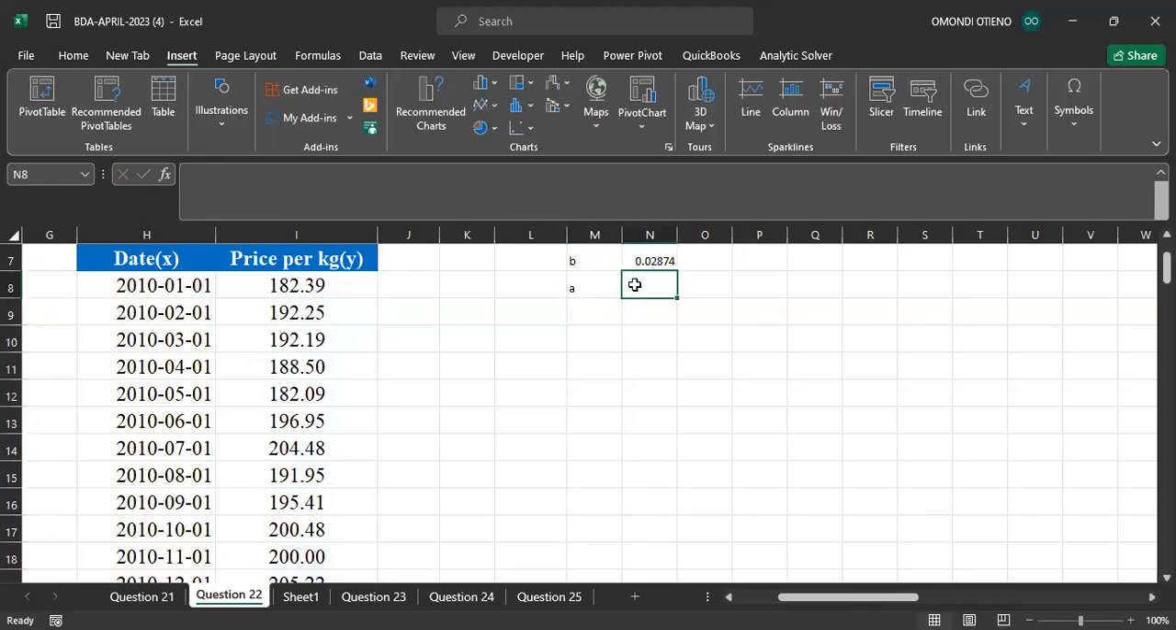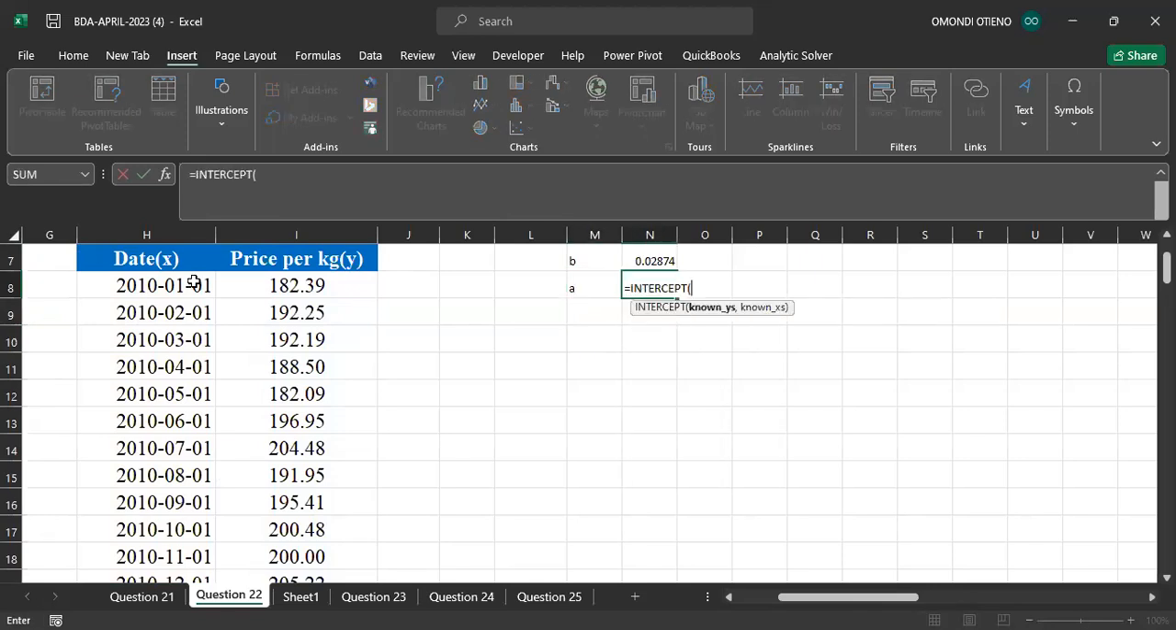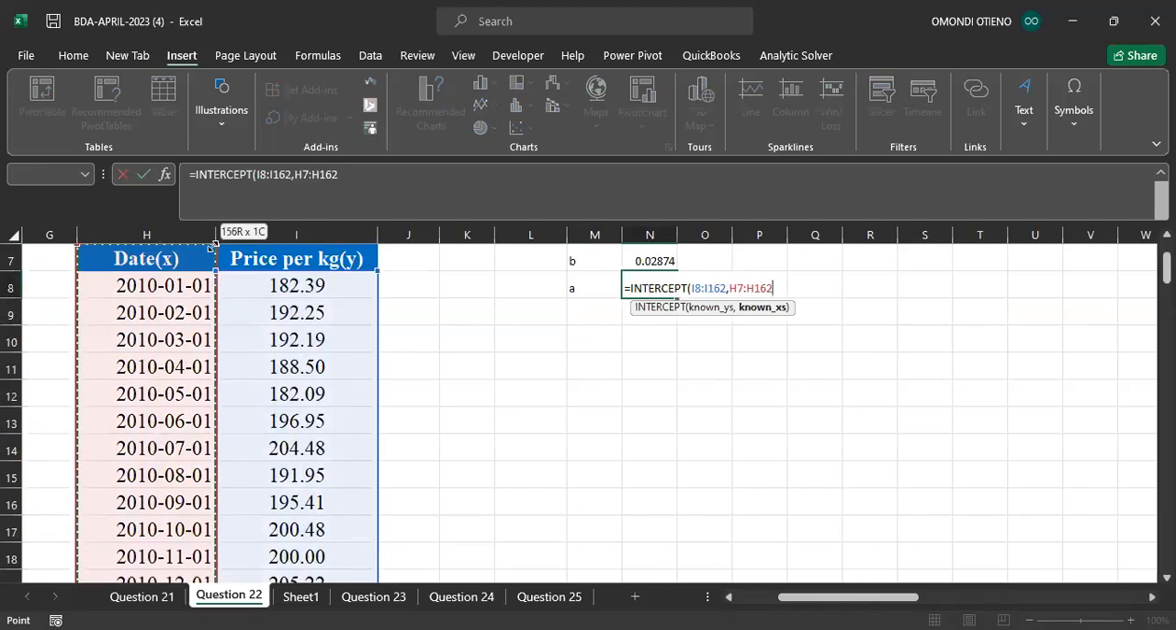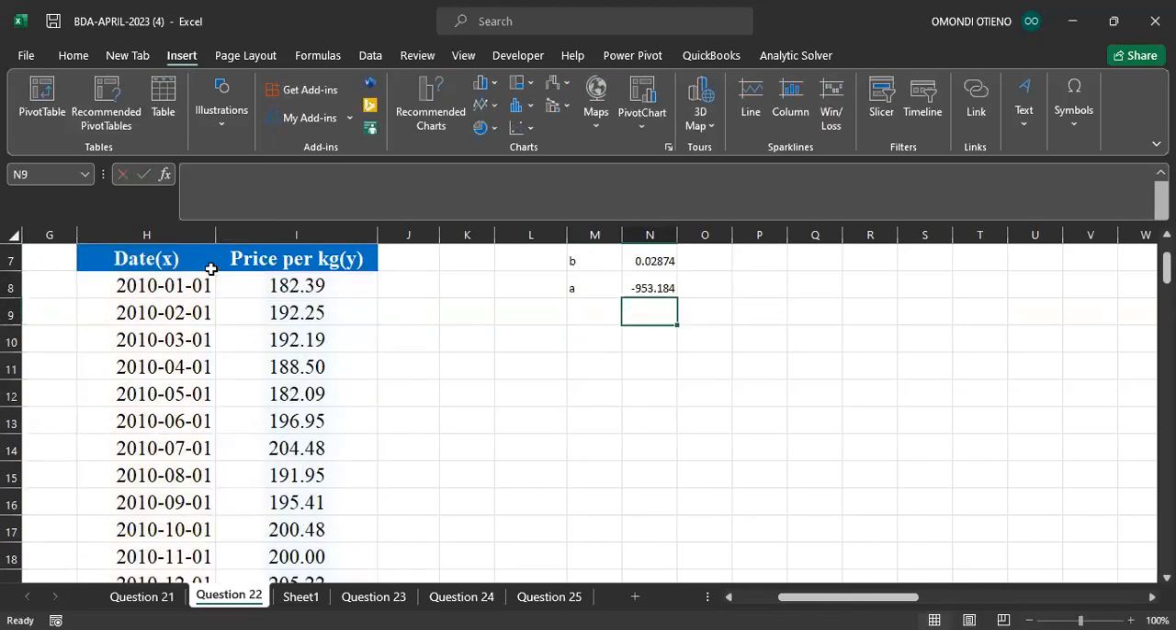Intercept equal to intercept. Known values of y, we select these. Comma, known values of x, we select these. You put it, then we get it. So that's how we arrive at that figure.